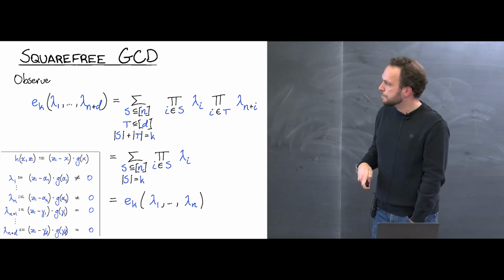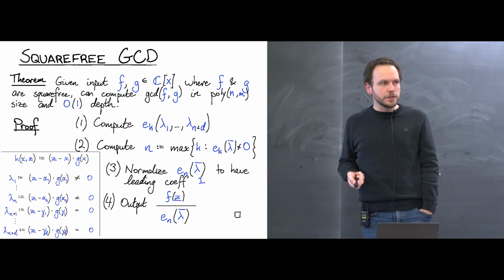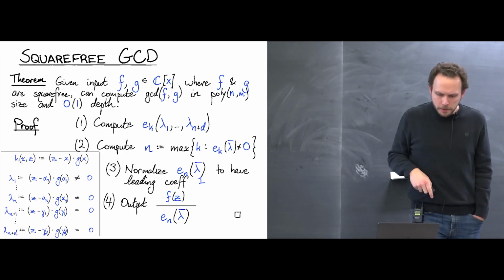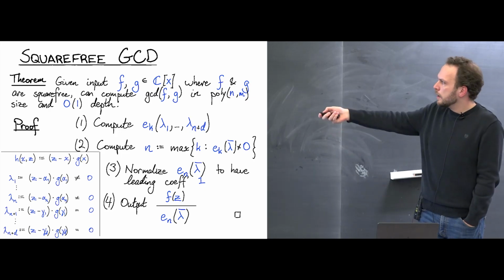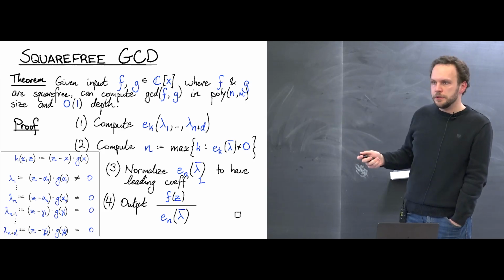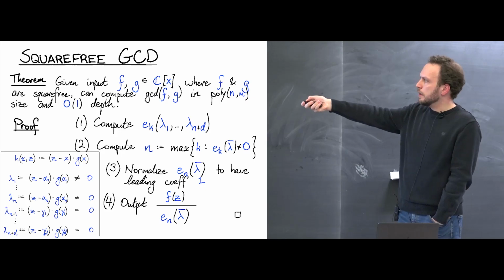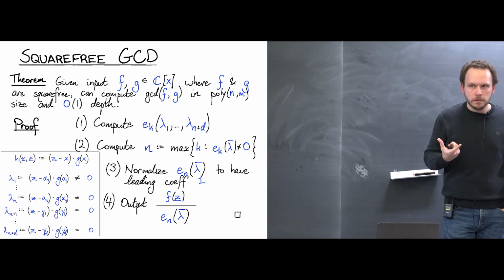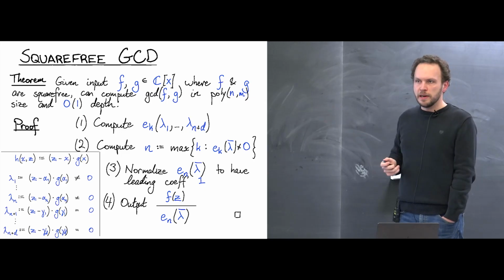So this is just saying we have two square-free polynomials. We can compute their GCD in constant depth, polynomial size. What are we going to do? Well, we're going to compute all these elementary symmetric functions. We know how to do this. And then you can compute n as the highest degree of a non-zero elementary symmetric function here. Like I was saying before, if you take this above degree n, you're always going to pick up a 0 in each term of the sum. So the whole thing is 0. On the other hand, at exactly n, you get some non-zero product.